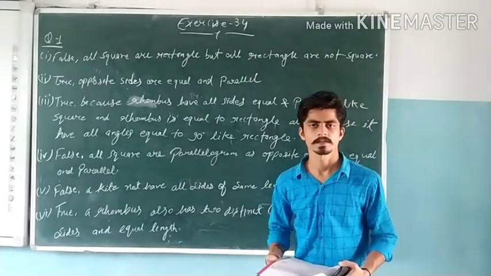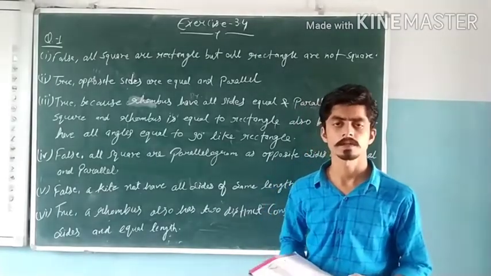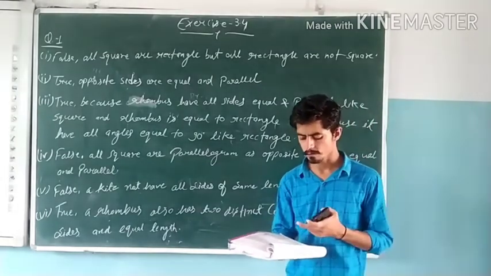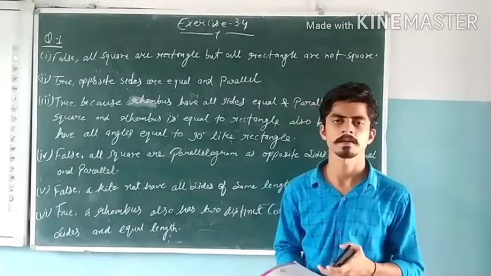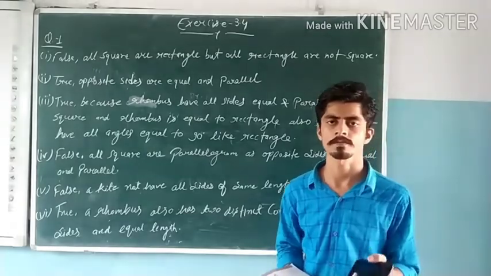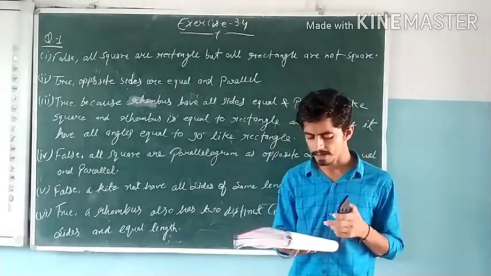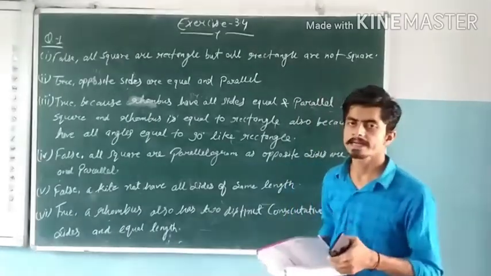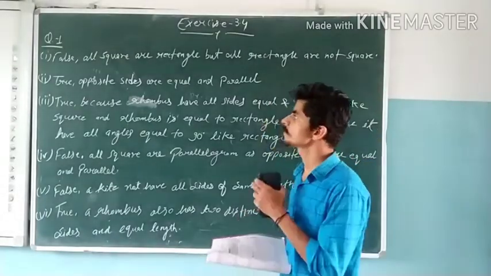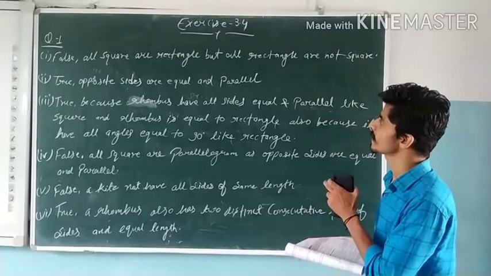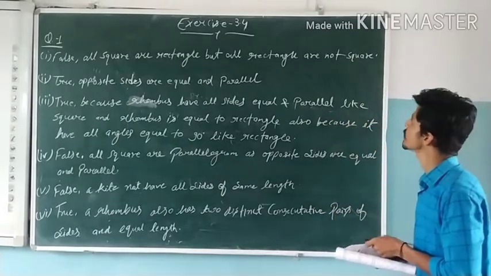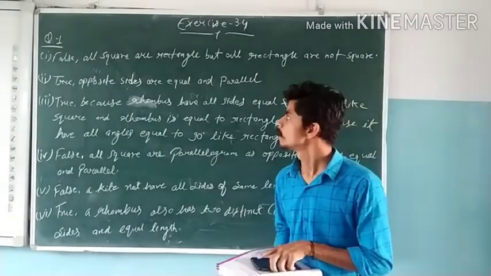Going to start exercise 3.4. So the first question is, state whether true or false. Some sentences are given here which are true or false, we have to clarify. So the first one is, all rectangles are squares. All rectangles are squares. It is false, because squares are rectangles, but all rectangles are not squares.